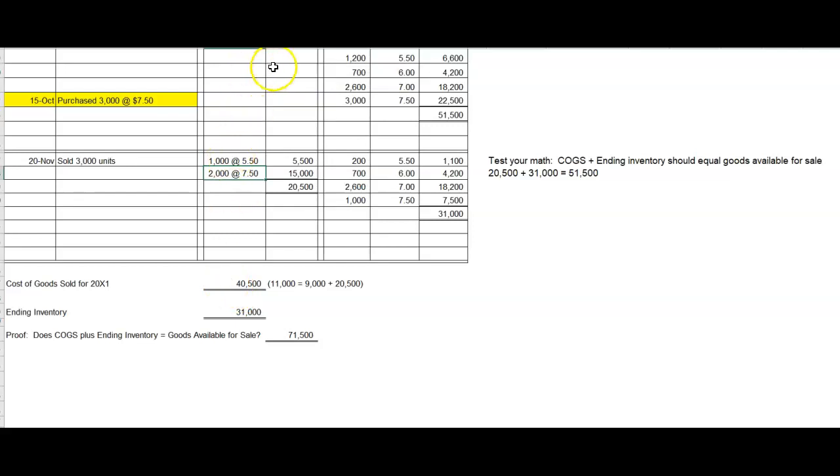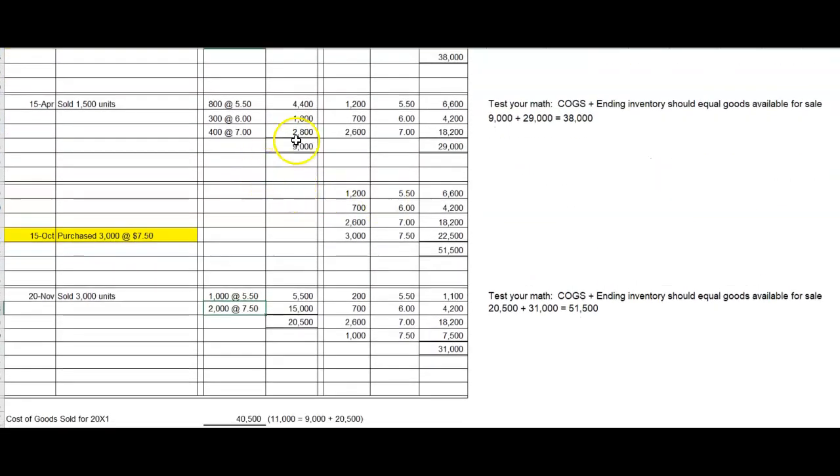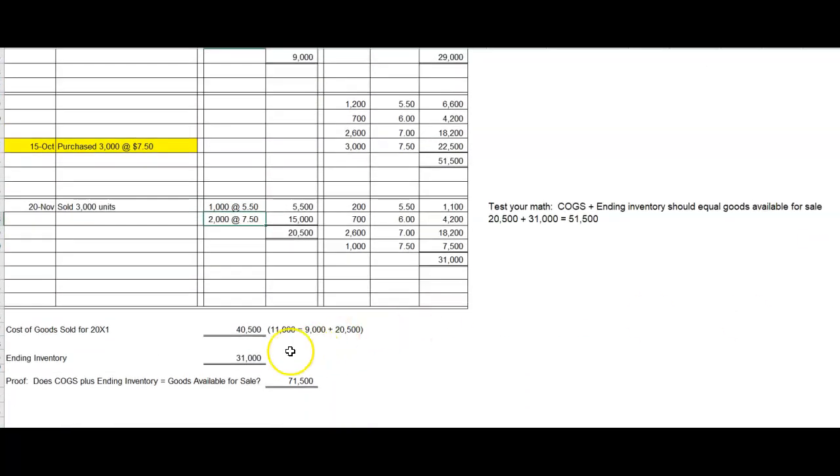That's the $11,000 of cost of goods sold from the first sale, plus $9,000 of cost of goods sold from the second sale, plus $20,500 cost of goods sold from the third sale, plus ending inventory of $31,000 does equal $71,500 of overall goods available for sale for the entire year.